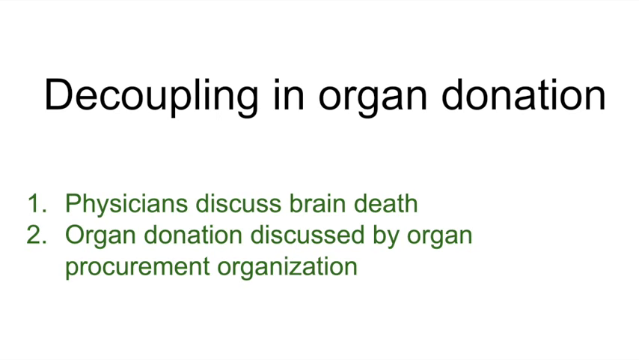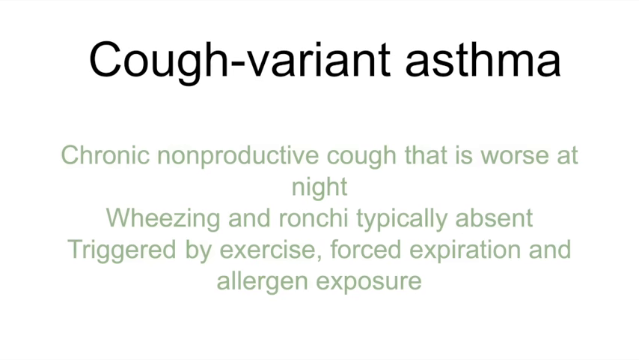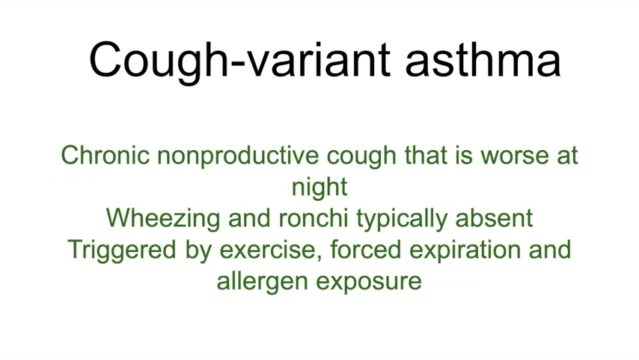So now we're going to take a closer look at cough variant asthma. Patients with this condition have a chronic non-productive cough that is worse at night, and wheezing and rhonchi are typically absent. This condition is triggered by exercise, forced expiration, and allergen exposure. Upper airway cough syndrome: patients with this condition have rhinorrhea and oropharyngeal cobblestoning.